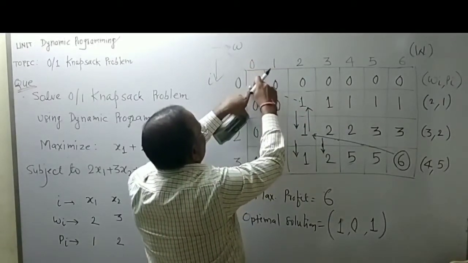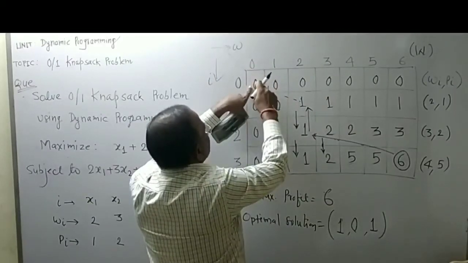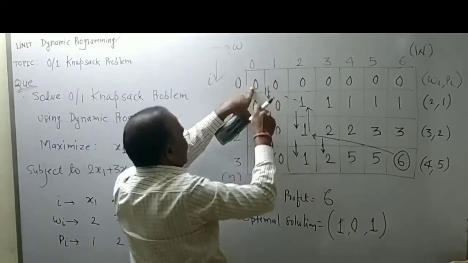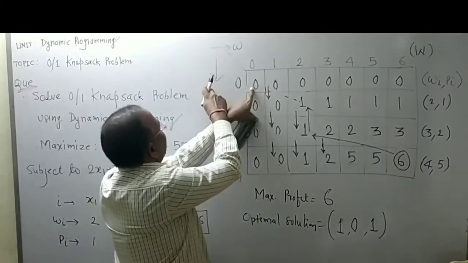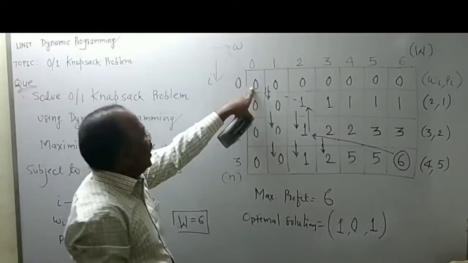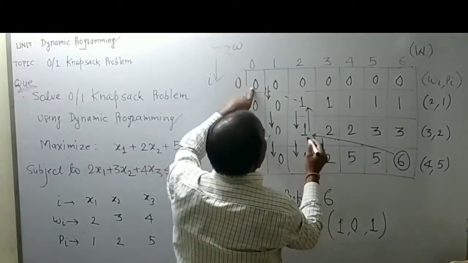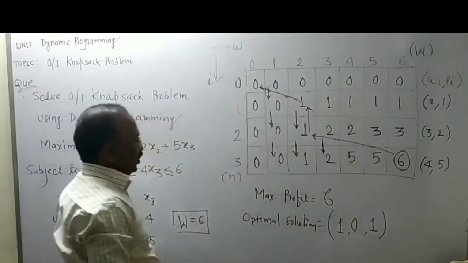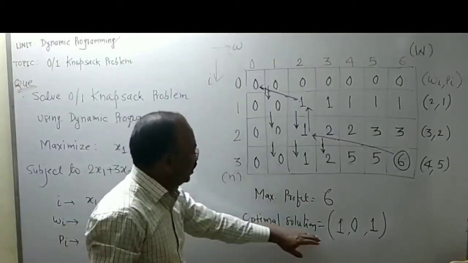Now once we have got the 0th column and we have reached this cell, at this point we have to check the value of i. Now here the value of i is 0. As the value of i is 0, at this point we have to terminate the process. So in this way we have calculated the maximum profit and the optimal solution.